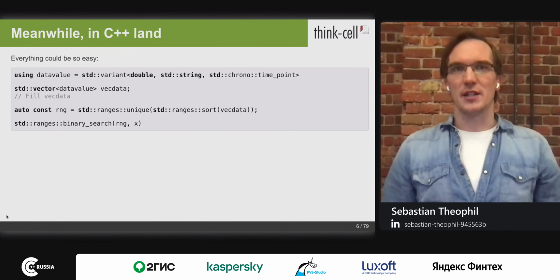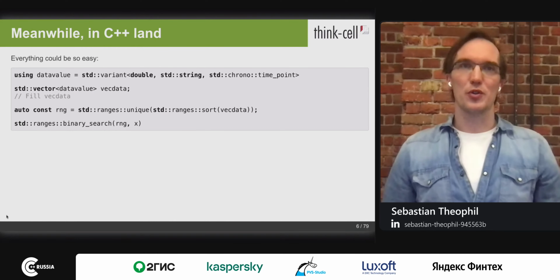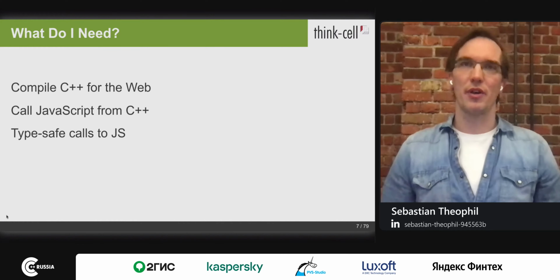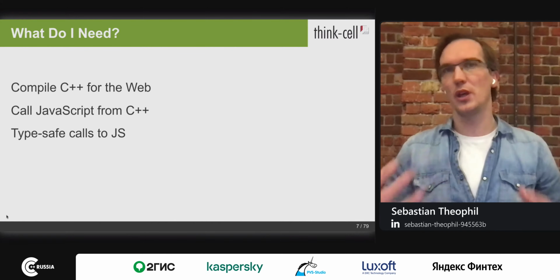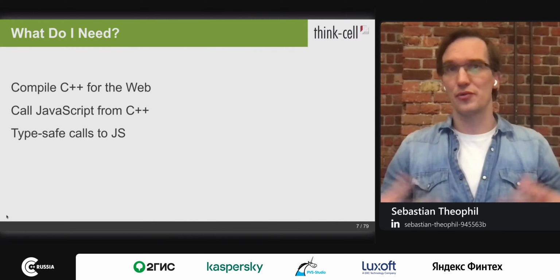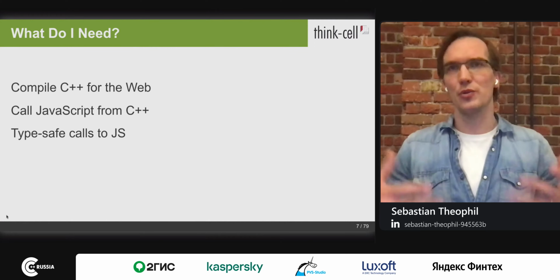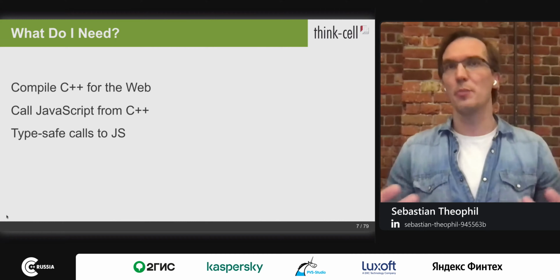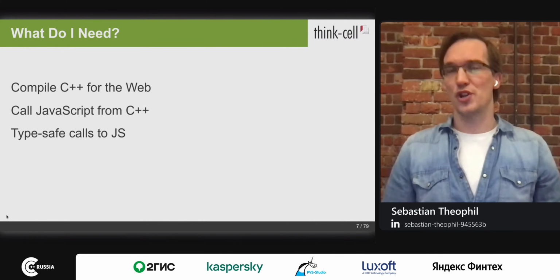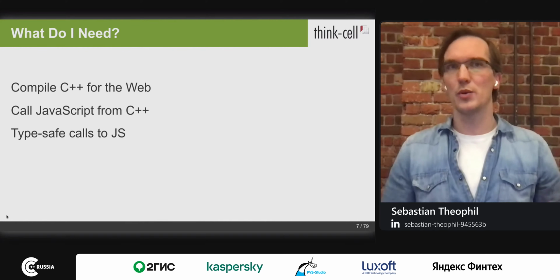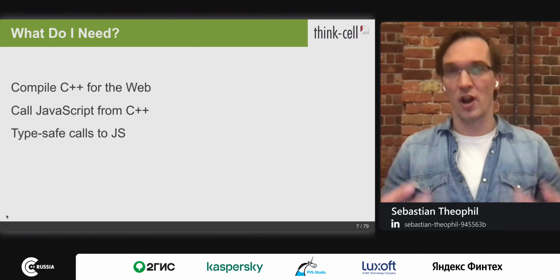So what do we need to do to get a C++ application onto the web? We need three things. First, we need to compile C++ so that it can run in a web browser. Then we would like to call JavaScript from C++ because we want to manipulate the DOM tree to create some output. We want to use the common JavaScript APIs just to manipulate the page. And last but not least, we want those calls to JavaScript to be type safe because that's what we're used to from C++. We would like to have the compiler help us in writing a correct program.